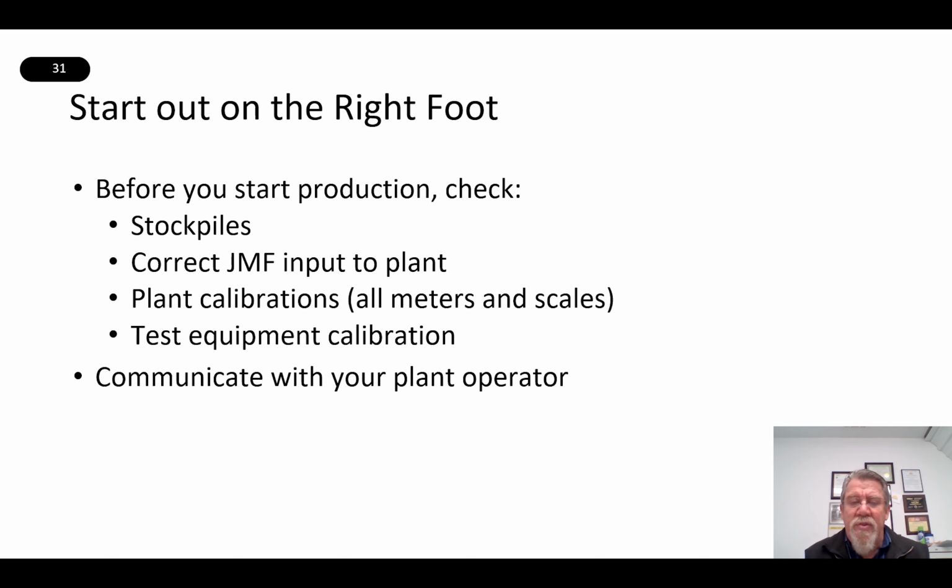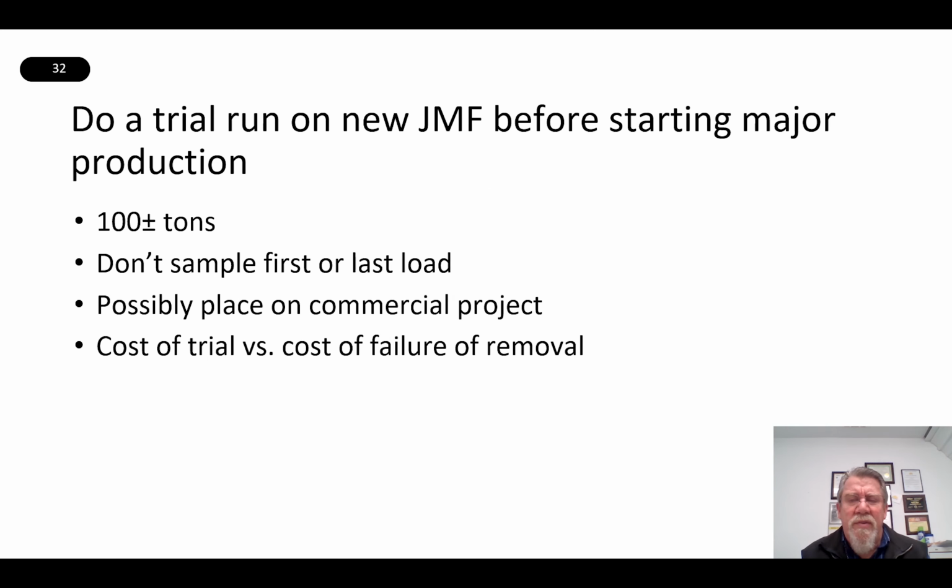Make sure the plant's been calibrated, all the meters, all the scales. Test equipment calibrated. Make sure you calibrate all the equipment in the lab to make sure it's ready for production as well. Before you start that major project, do a trial run. I suggest doing about 100 tons. Sample maybe the third or fourth load of the 100 tons. Don't sample the first or last load. Let the plant get generated and get you a good representative sample.